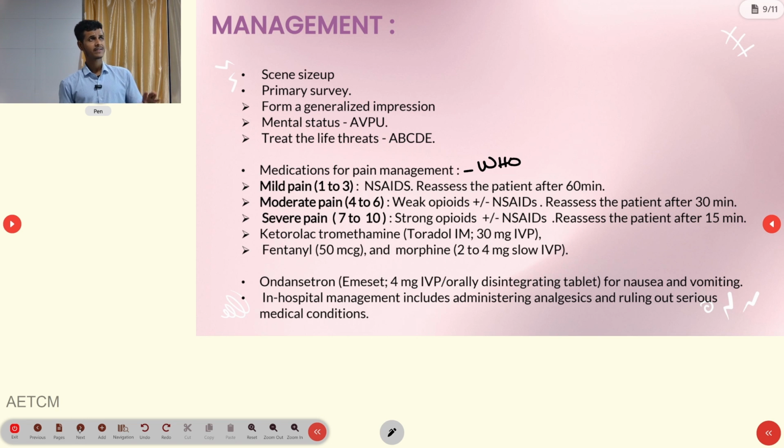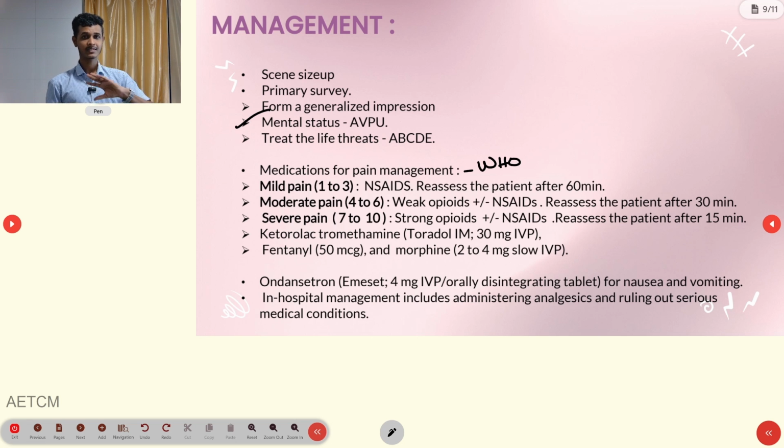Management-wise: scene size-up, primary survey, general impression, AVPU, mental status, ABCD, everything we have to rule out. We should be more conscious about the mental status, because in the case of stroke or subarachnoid hemorrhage, there may be a depression in consciousness and mental status.